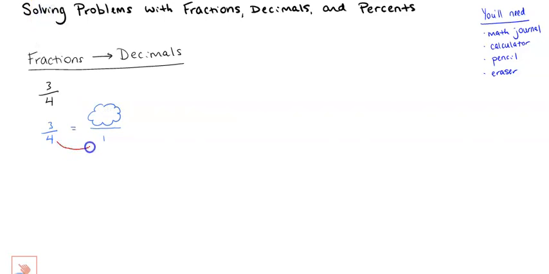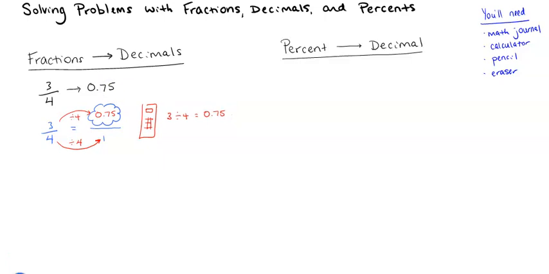So like we did in the previous video, we want to figure out how to get 4 to 1. To get any number into 1, we divide it by itself. Whatever we do to the bottom, we also do to the top. So in my calculator, I'm going to put 3 divided by 4. You'll notice that's the same as doing the numerator divided by the denominator. I'm going to get my decimal here. So 3/4 as a decimal would be 0.75.